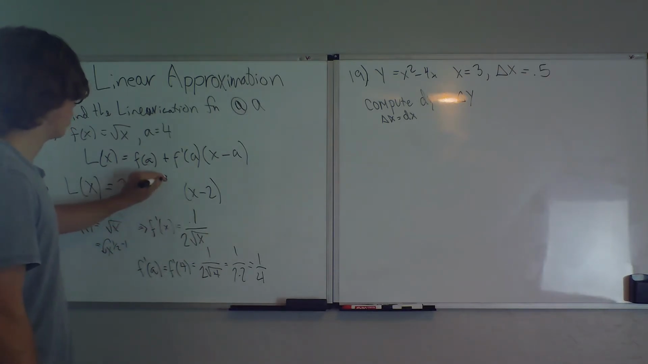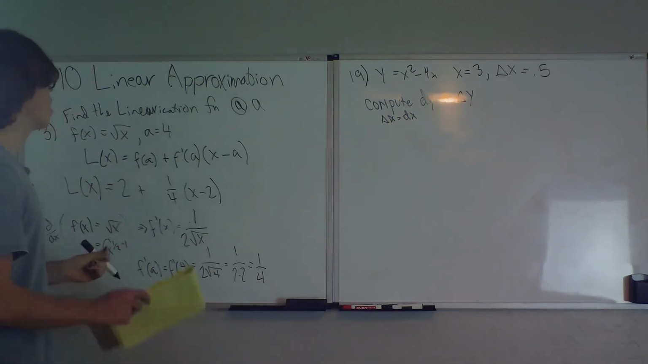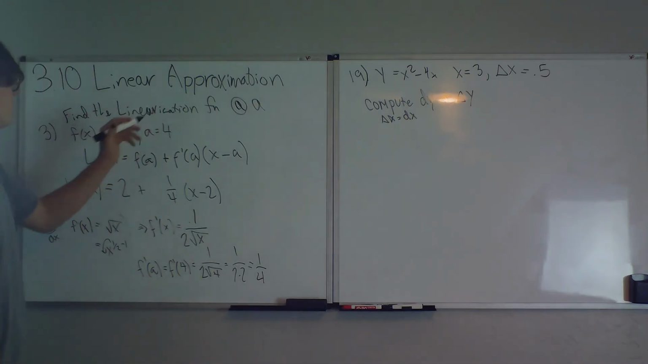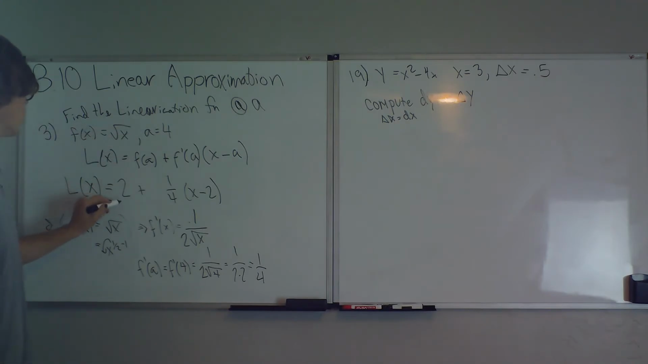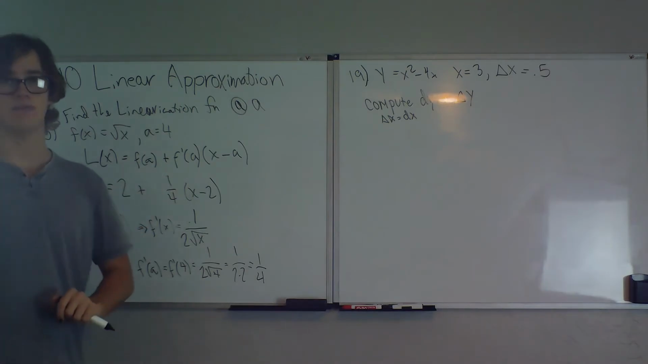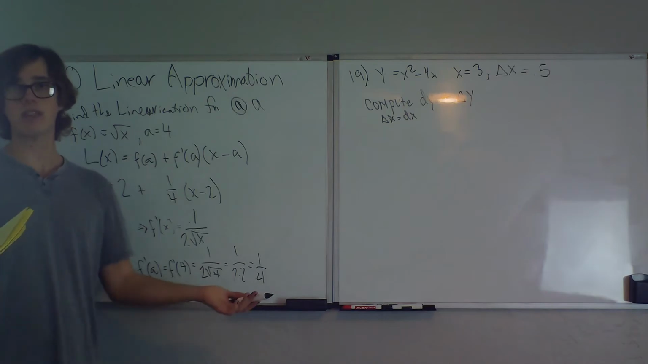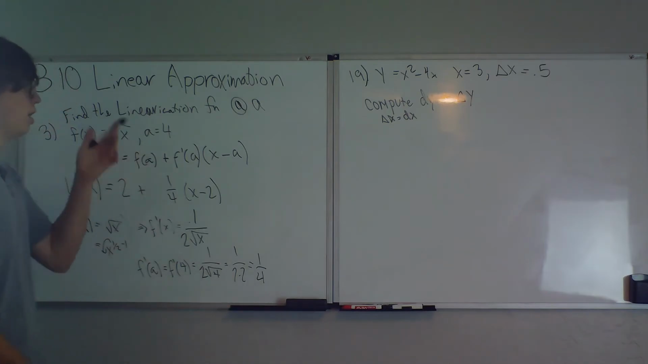We get 1/4, and we find the linearization for the function f of x equals the square root of x at a equals 4 is equal to 2 plus 1/4 times x minus 4. And that's how you do these. They're really simple. You just kind of plug and chug.